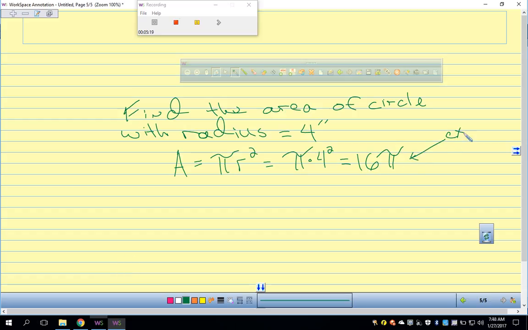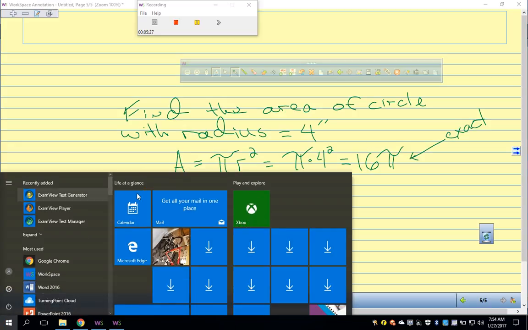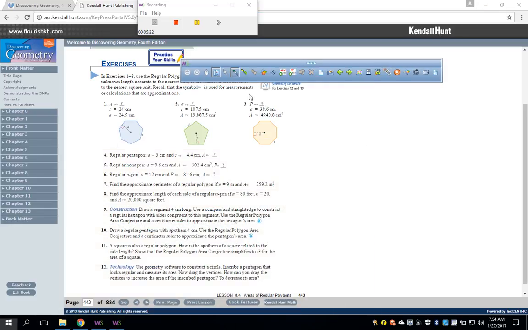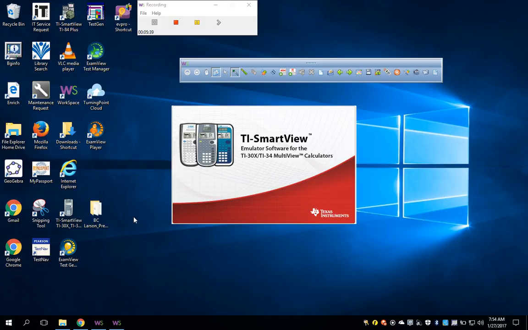And then if I round that off to the nearest tenth, using the pi button on my calculator, let's see what I get. Let's see if I can find my calculator. Here, where's the calculator? There it is. This one. Let's get this calculator, just for kicks.